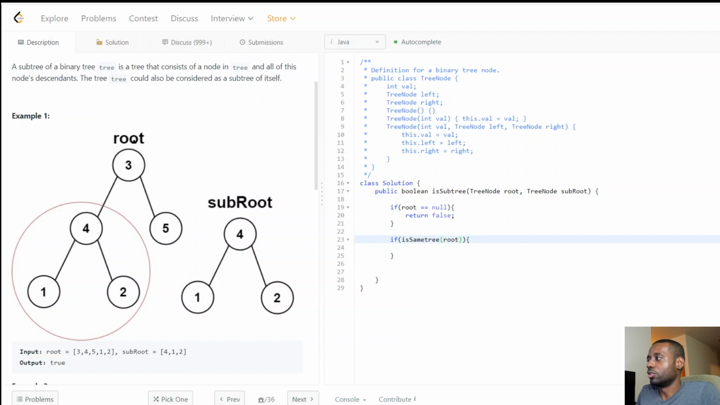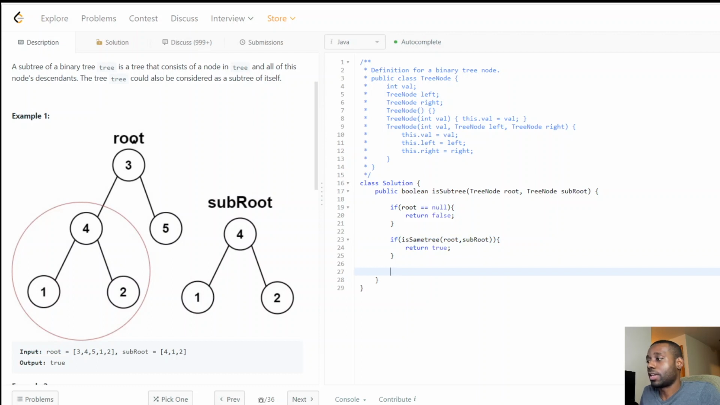The root node rooted at that subtree, and we're also going to pass in the subroot that's passed in as well. If they happen to be the same, we can return true. That's the equivalent subtree we just found, so we just return true.